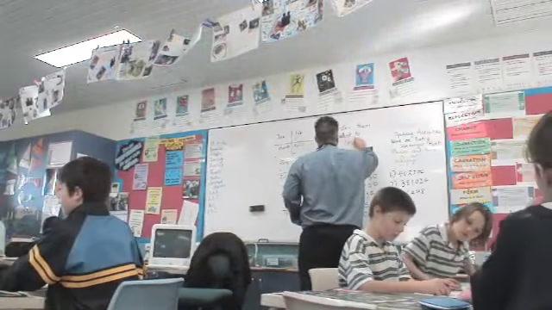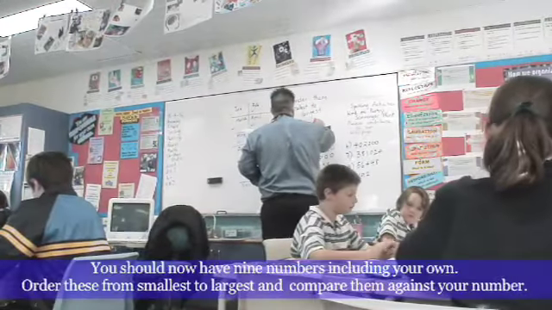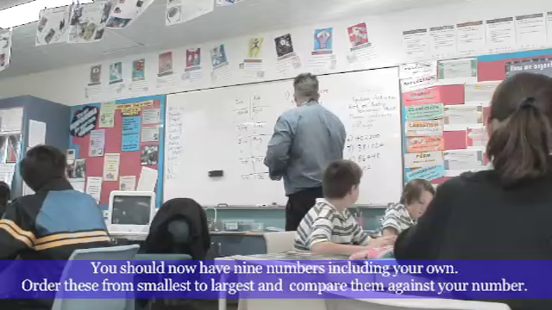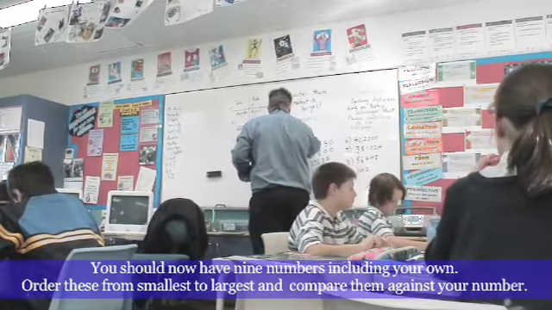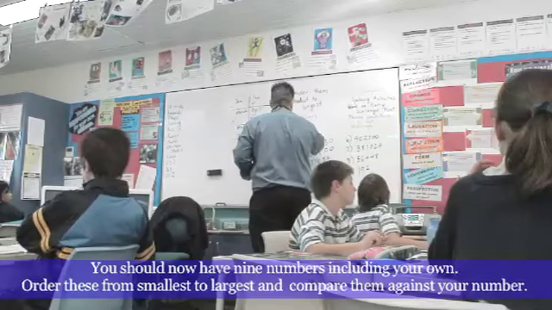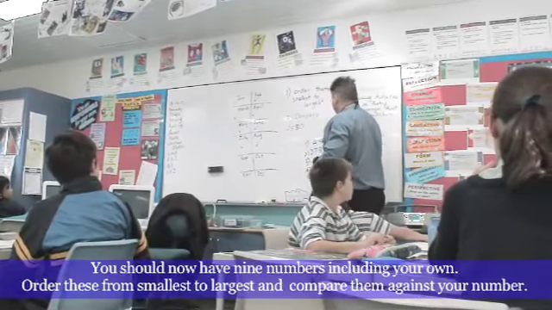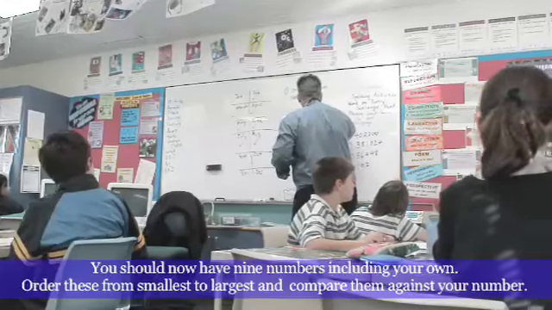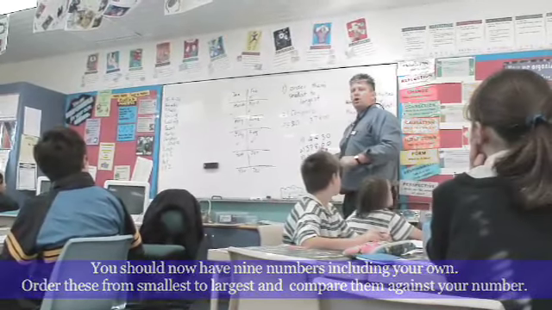So you've got 9 numbers and you're going to order them from smallest to largest. And you're going to compare them against your number. So my number here is 4,530. And the first number I got from my January buddy was 378. Which way would the symbol go when I'm comparing them?